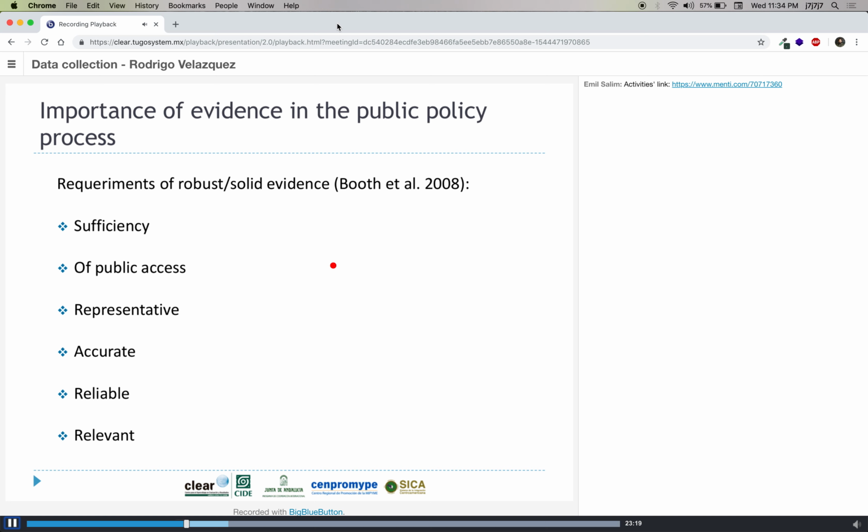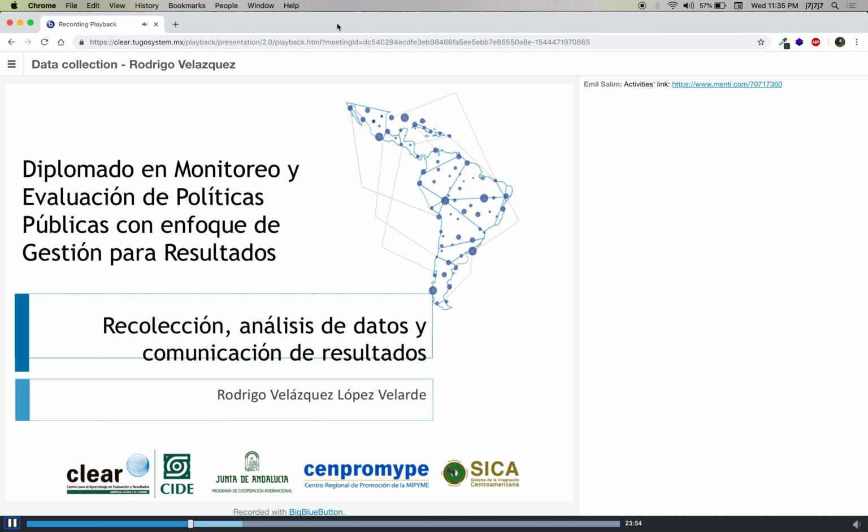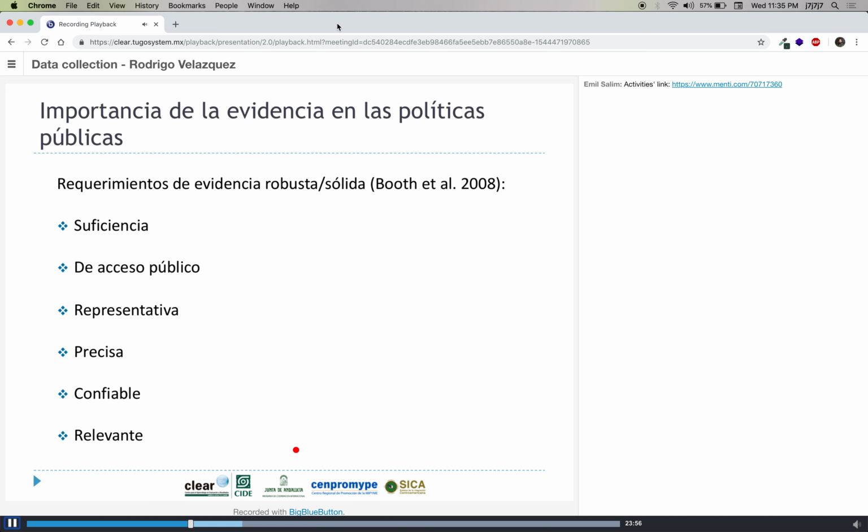So if this study or diagnosis cannot include all the information, then evidence must provide elements from that group in a representative way. And for instance, if we only select some cases, then of course it is not going to be representative, and our evidence is going to be less solid and robust.